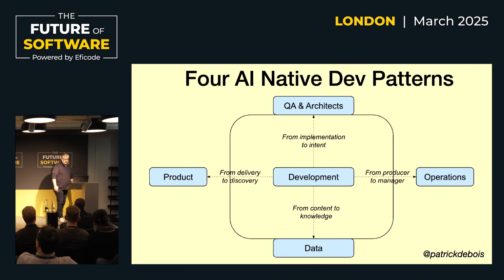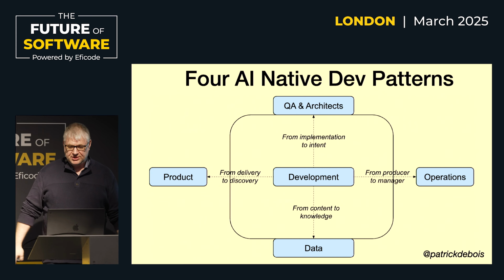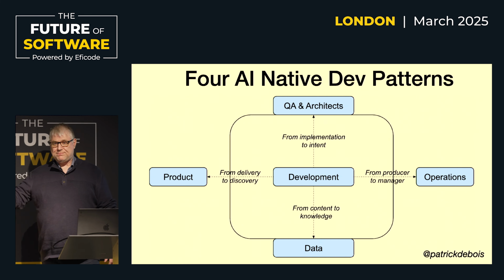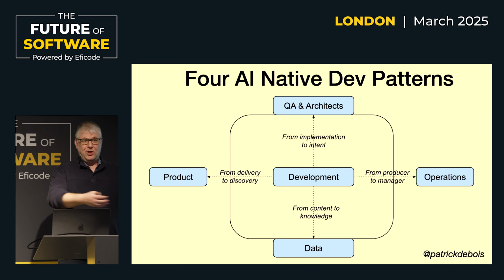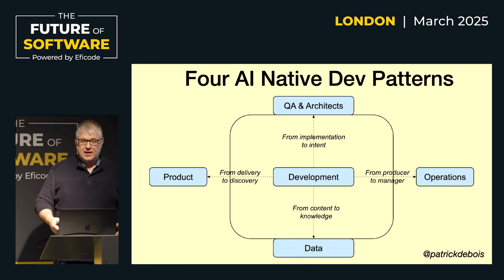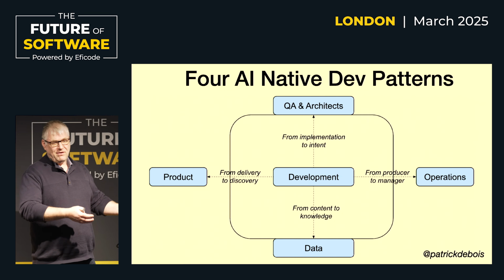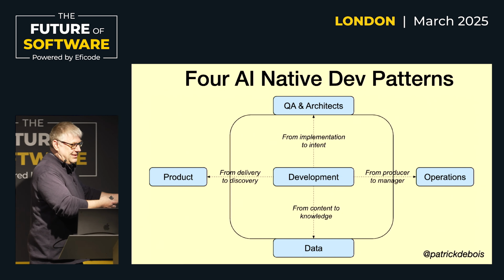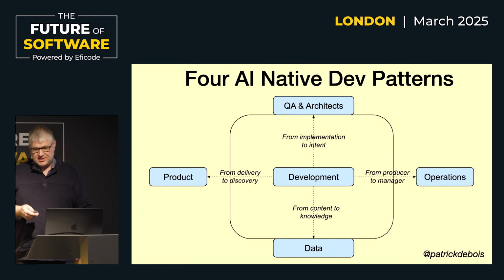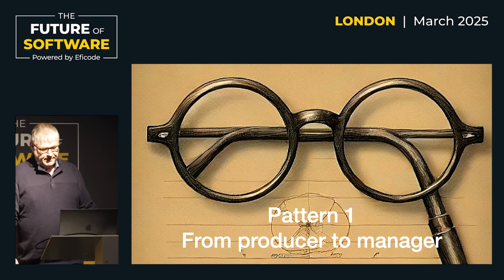I distilled it into four AI native dev patterns, and we're going to dive into each of them. One, as has been mentioned before, we're going to express more intent and worry less about the implementation. We're going to produce less code, but review more and become a manager of the code. We're going to look at what is being created, and hopefully we'll get some knowledge out of that. And if we save a lot of time, maybe we can do discovery of what is actually the thing we need to build, right? Those are the four patterns we'll go through.